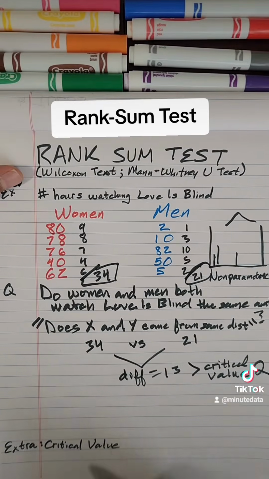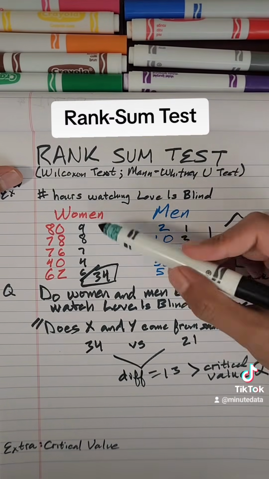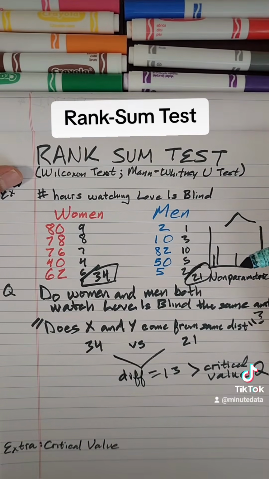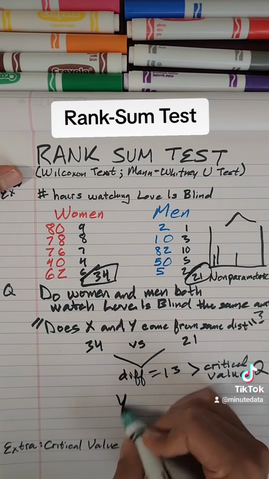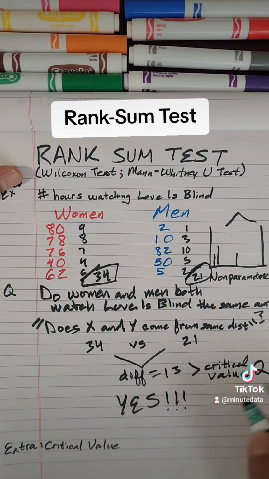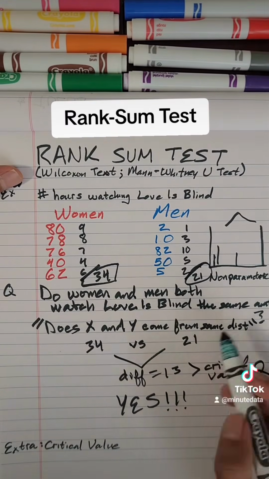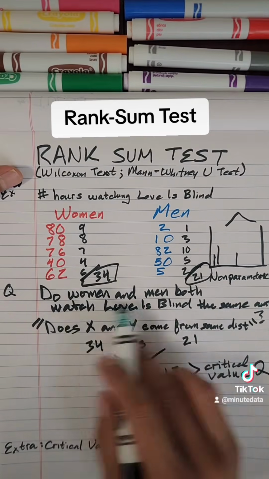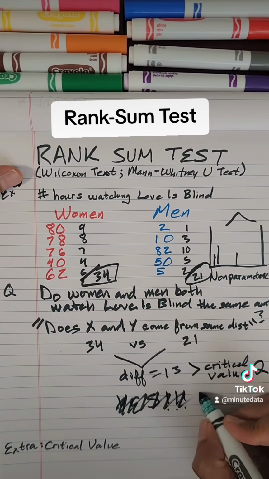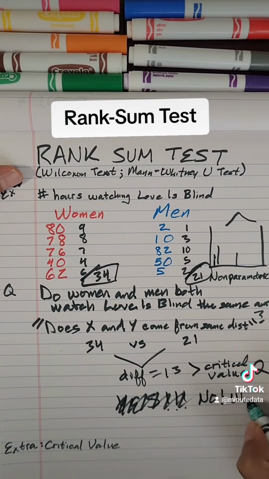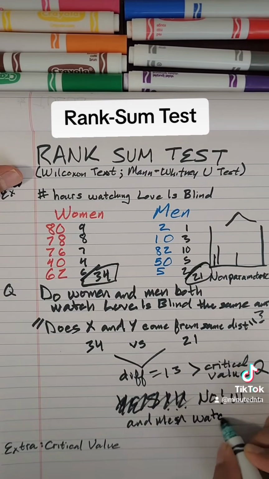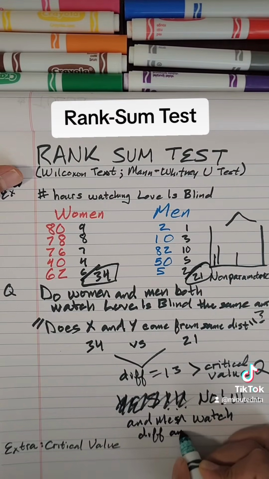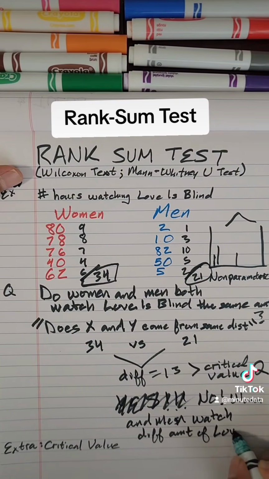Extra material will cover how we got the critical value. Essentially, looking at the number of observations, we have 10 observations, and we have a critical value that corresponds to 10 observations. We find that since 13 is indeed greater than the critical value, our answer is yes. The question is, do women and men both watch the same amount? The answer is nope. Women and men watch different amounts of Love is Blind. Cool, and that's an example of the rank sum test.